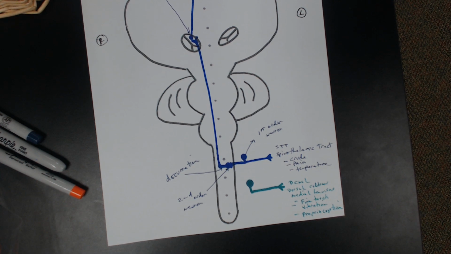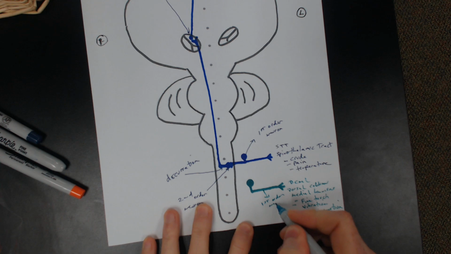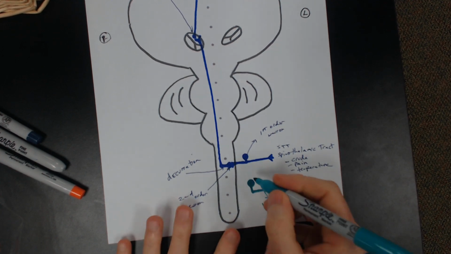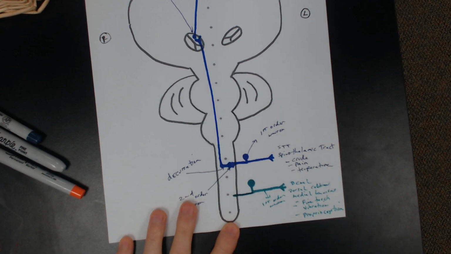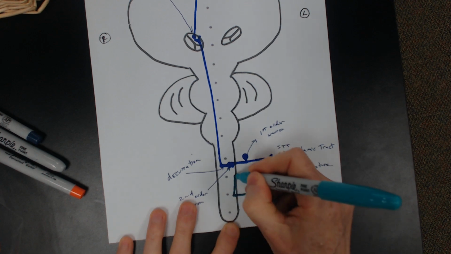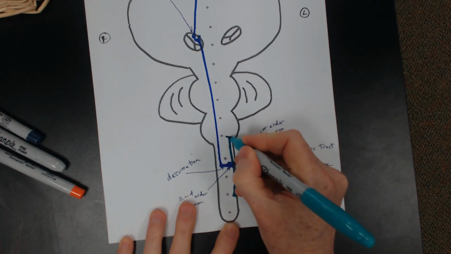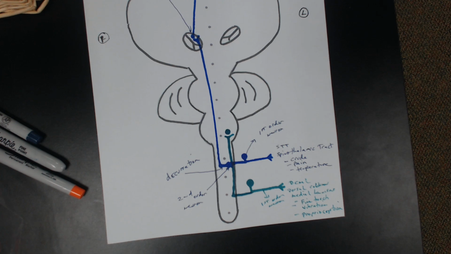So the DCML pathway, and just like before, this is still my 1st order neuron. The DCML pathway has a little bit of a different ascension. The neuronal cell body sitting here in the dorsal root ganglia is going to send out axons that, once they hit the spinal cord, are just going to go straight on up. They're going to synapse with the 2nd order neuronal cell body that resides in the medulla.